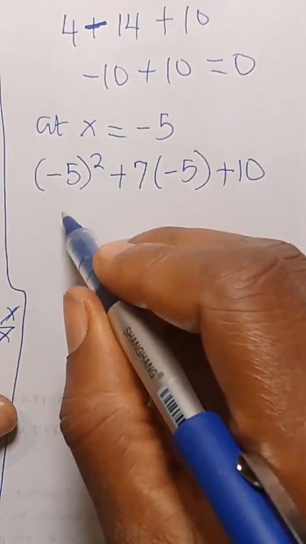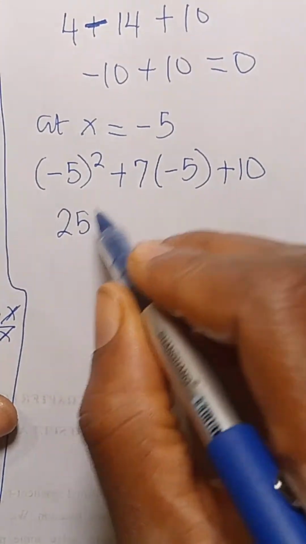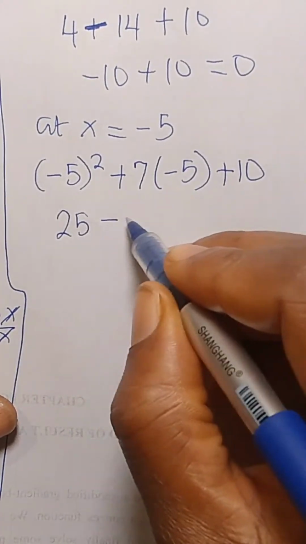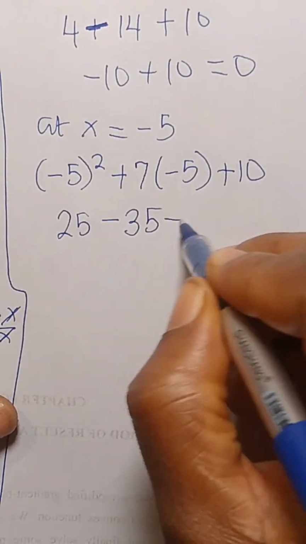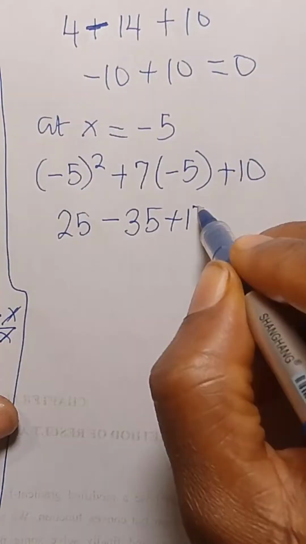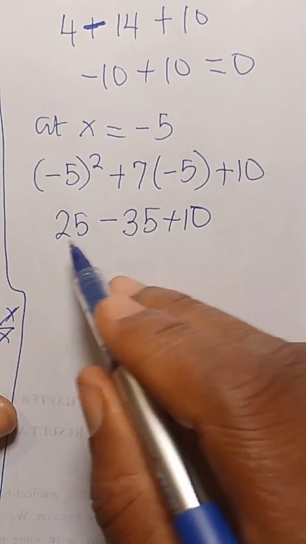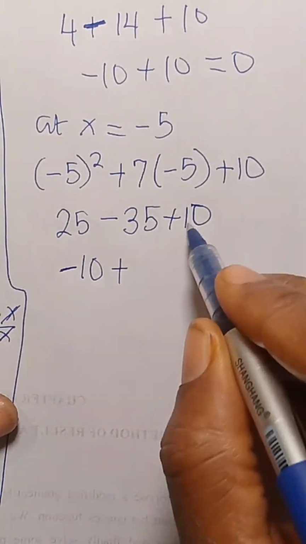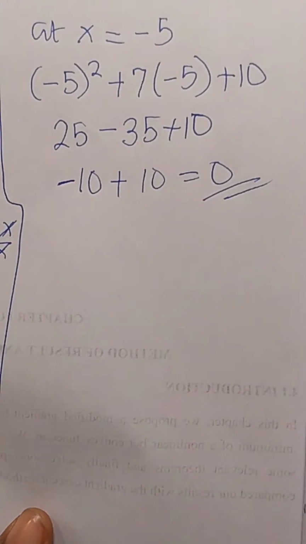So minus 5 squared is minus 5 times minus 5. That is 25. Then plus 7 multiplied by minus 5 will give us minus 35. Okay. Plus 10. This is our 10 here. So 25 minus 35. We are subtracting a bigger number from a smaller number, so we have minus 10 plus 10. And this is equal to 0. So as you can see, our answer is correct. All right. That is how you check.